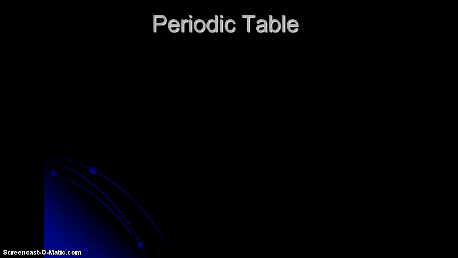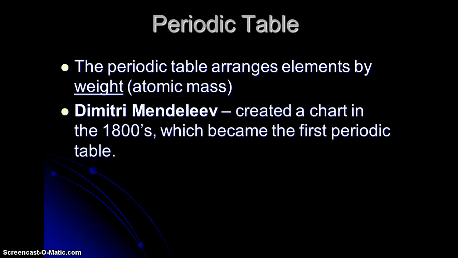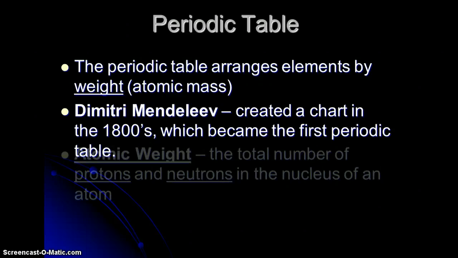We watched a clip on different elements burning different colors, and we talked about how the periodic table arranges elements by weight, which is the atomic mass, the number on the bottom of the tile that tells you which element you're looking at. And Dmitri Mendeleev was the one who created the chart in the 1800s, which became the first periodic table. There have been lots of scientists that worked on it, but he gets credit for starting.